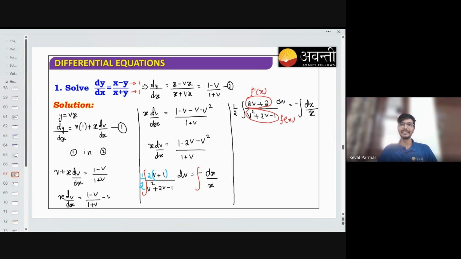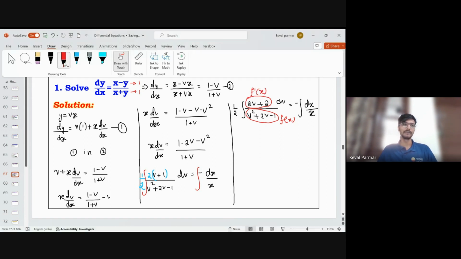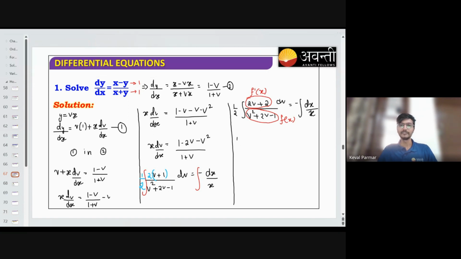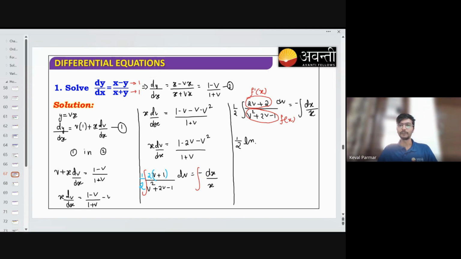Now, interesting thing, you can see denominator is f of x and numerator is f dash of x. So what is integration of f dash of x upon f of x? If you remember, it is ln f of x. ln v square plus 2v minus 1 is equals to minus ln x plus c.